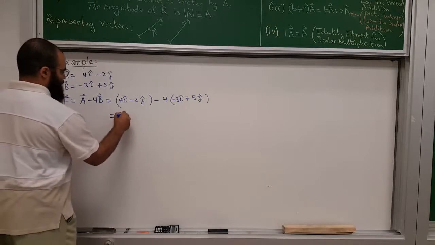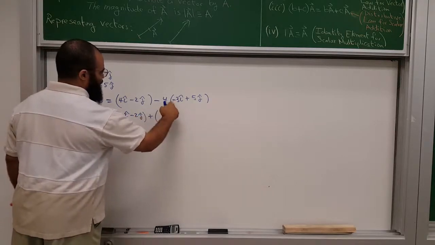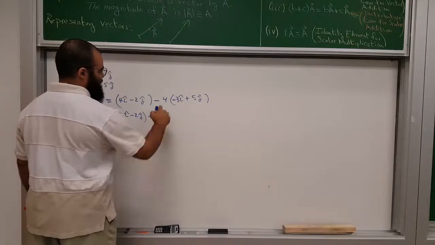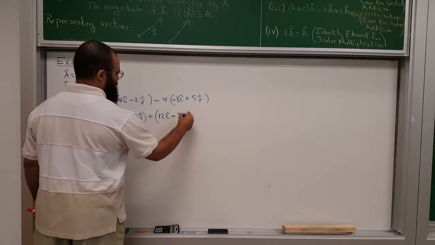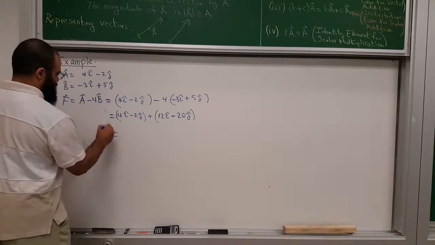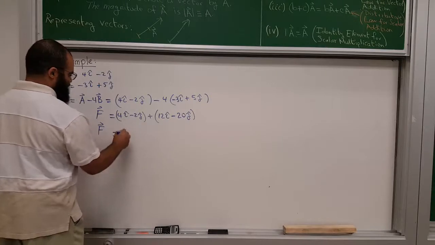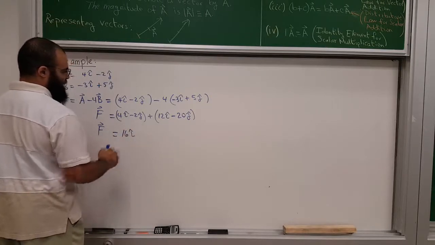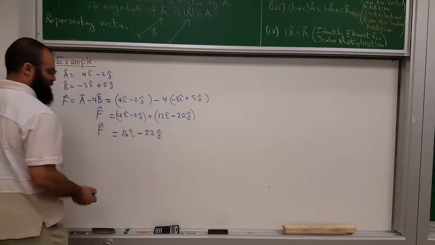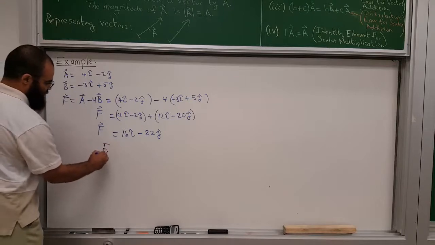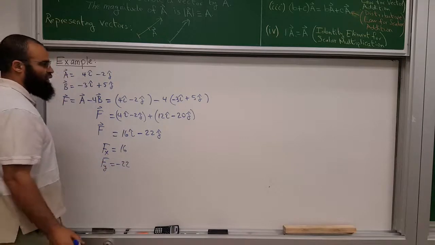So we have 4i hat minus 2j hat, and then plus negative 4 times negative 3, which is 12i hat, and then this is scalar multiplication of a vector. So negative 4 times 5 will be negative 20j hat, and so this is vector F. Then we add them. 4i hat plus 12i hat is 16i hat, and negative 2j hat minus 20j hat is minus 22j hat. That's the vector F. In other words, the x component of the vector F is 16, and the y component of vector F is minus 22. If you'd like to draw it.